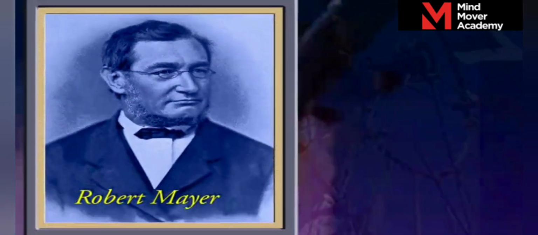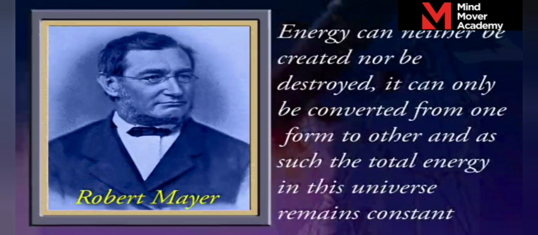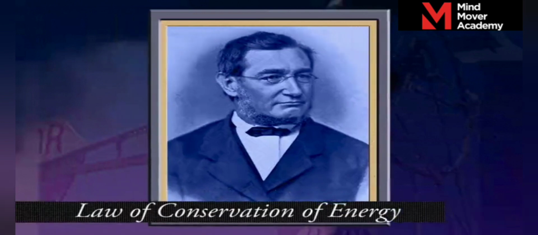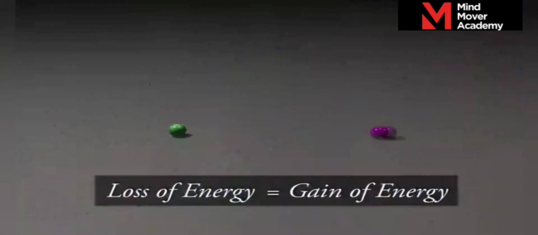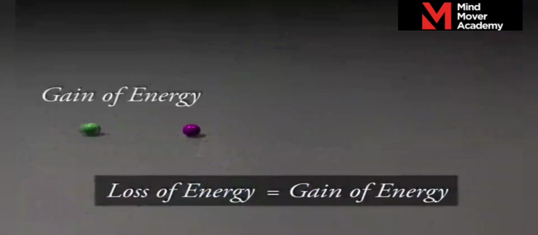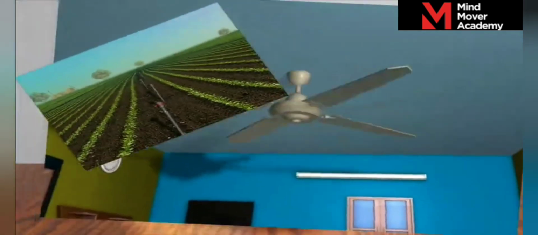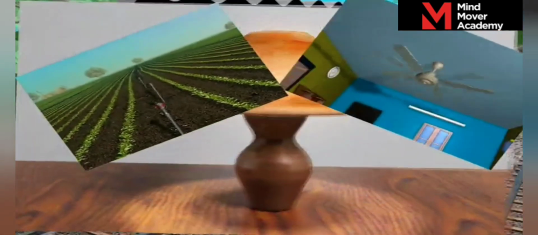Robert Mayer stated that energy can neither be created nor be destroyed. It can only be converted from one form to another, and as such, the total energy in this universe remains constant. This is called the law of conservation of energy. Loss of energy of one system is exactly equal to the gain of energy of the other system. This law is true for all situations and for all kinds of transformations.